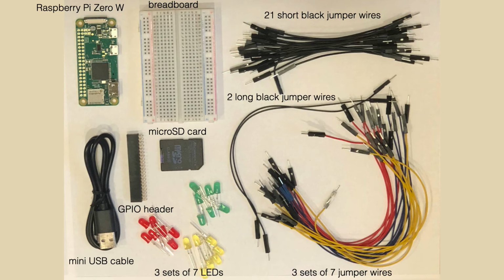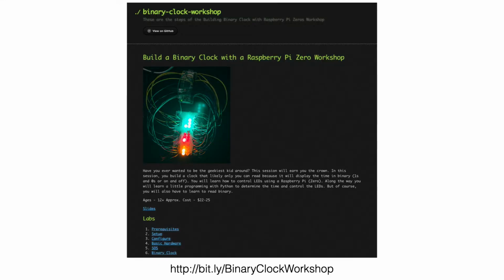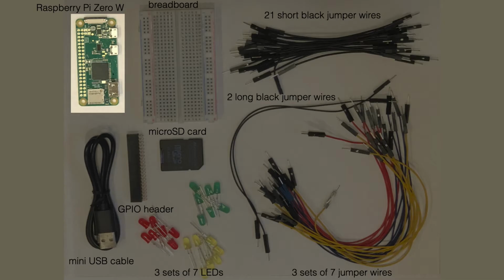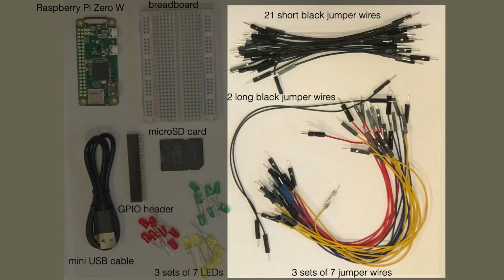If you've gotten a kit from me, it will include these items. If not, you can go to bit.ly/BinaryClockWorkshop, with a capital B, C, W, to find a complete parts list and how to order each of the parts. The parts you need include a Raspberry Pi Zero W, or really any Raspberry Pi should do, a breadboard, 44 jumper wires.